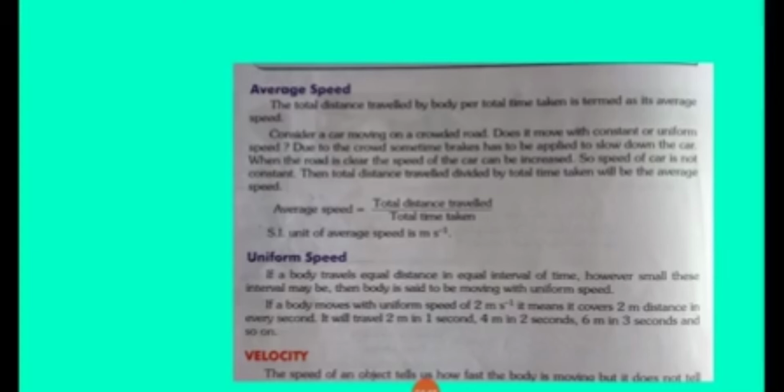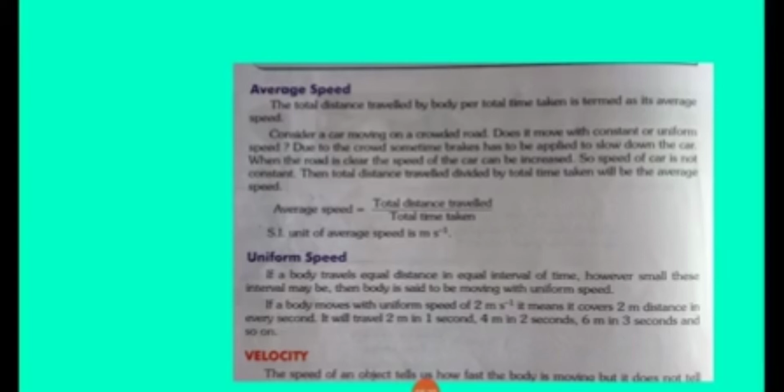If a body moves with a uniform speed of 2 meters per second, it means it covers 2 meters distance in every second. So every second the object moves 2 meters. So it is 2 meters in 1 second, 4 meters in 2 seconds, 6 meters in 3 seconds, 8 meters in 4 seconds, and so on. So uniform speed means the object travels equal distances in equal intervals of time.